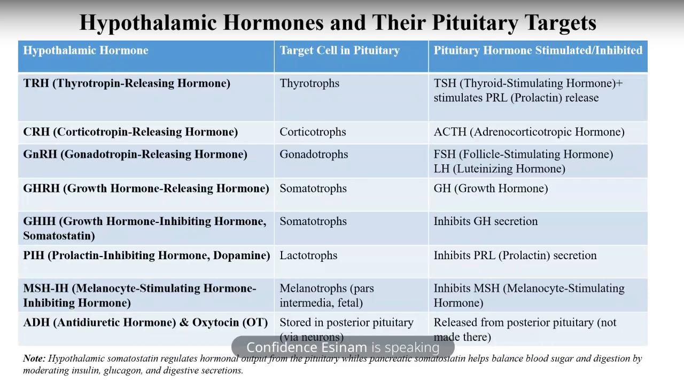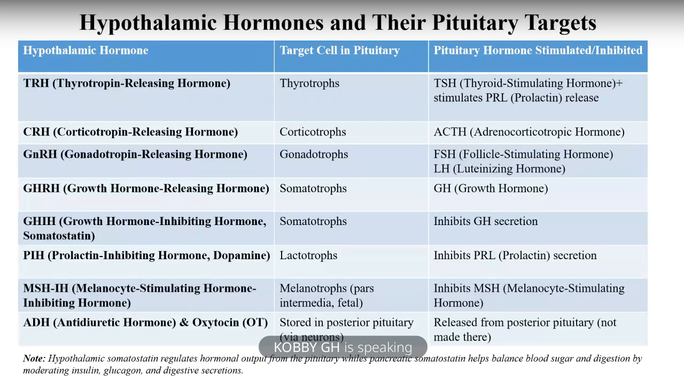The releasing hormones are the thyrotropin releasing hormone, corticotropin releasing hormone, gonadotropin releasing hormone, growth hormone releasing hormone. Inhibiting hormones are the growth hormone inhibiting hormone, prolactin inhibiting hormone, melanocyte stimulating inhibiting hormone. Then the posterior hormones are two, oxytocin and ADH. The posterior hormones, when they are produced by the hypothalamus, are sent to the posterior pituitary to be stored there. So it's the posterior that releases. The hypothalamus does not release.